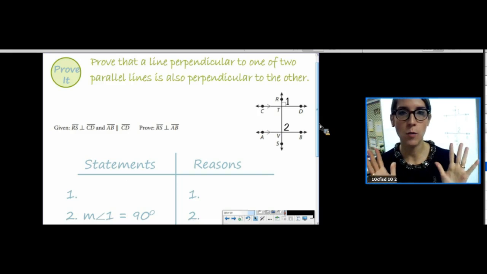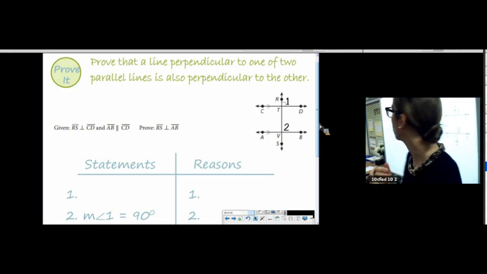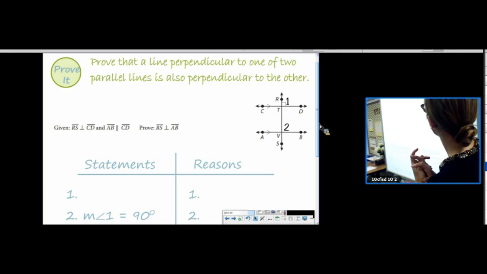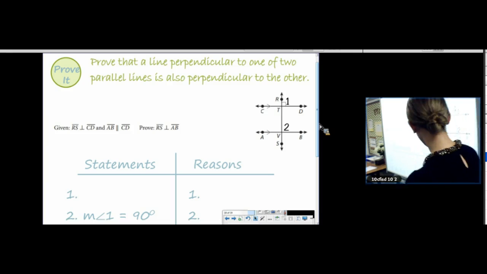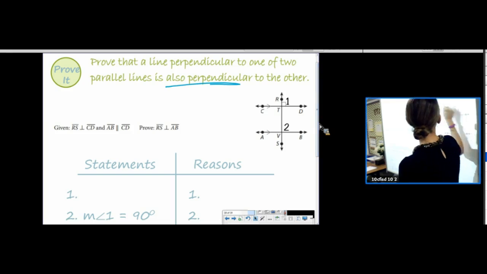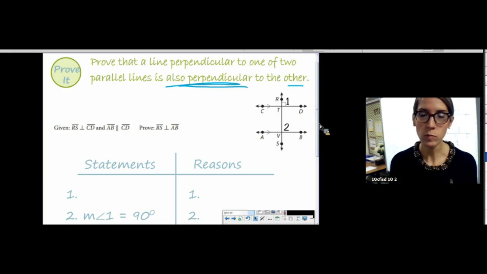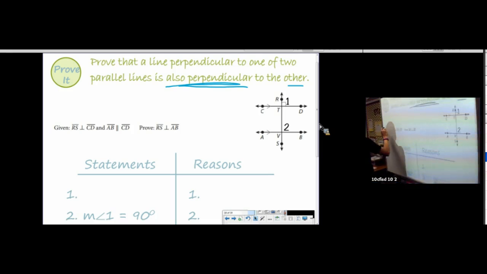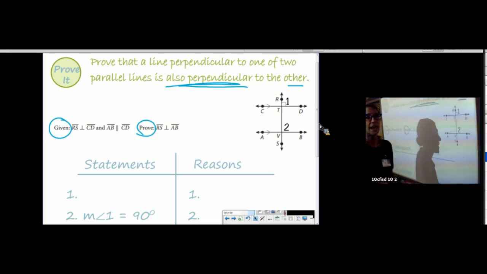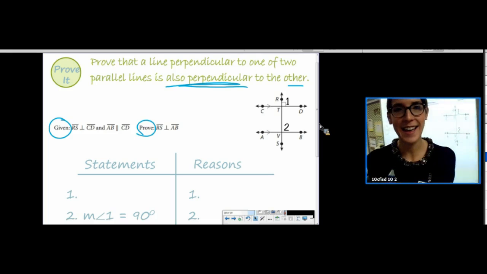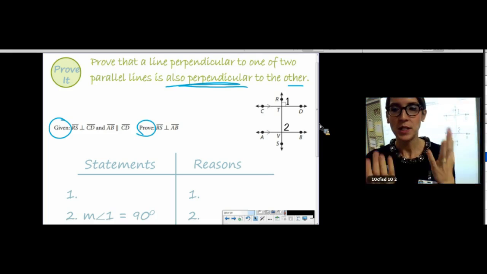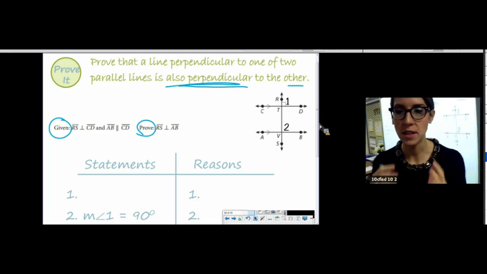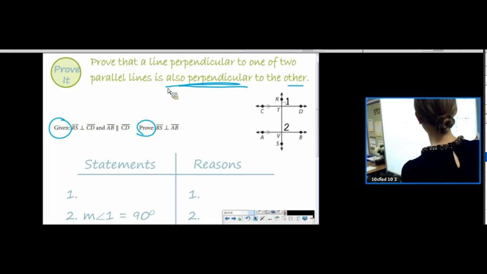So let's look and see what we're given and how to even begin a proof. It says, prove that a line perpendicular to one of two parallel lines is also perpendicular to the other line. So when you have a proof, you always have a given and you always have a prove. It's like, here's what you get, now here's your challenge. So we were given RS is perpendicular to CD. That's what we're given. And you always start with the given.